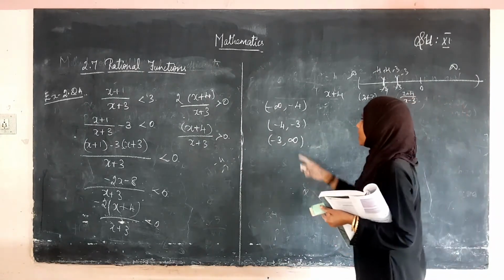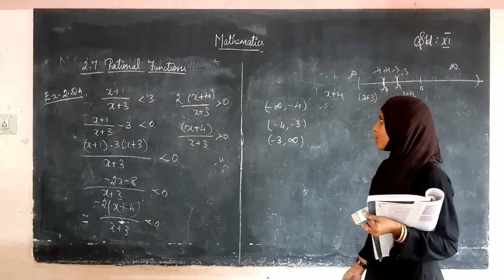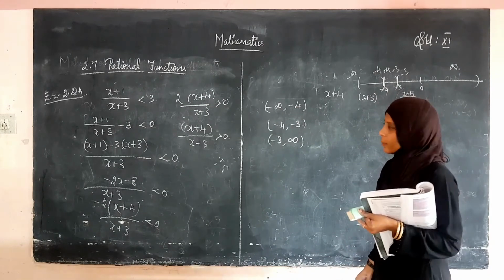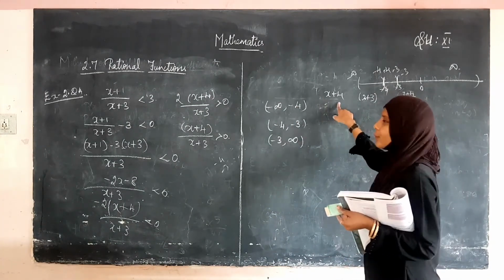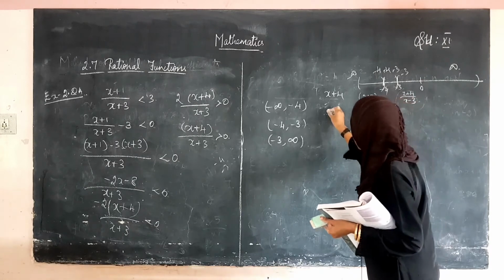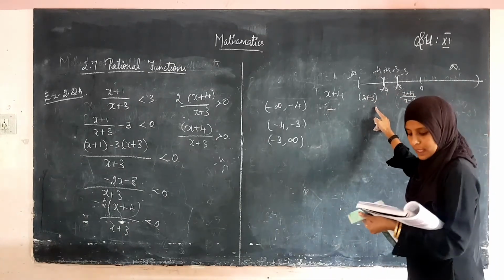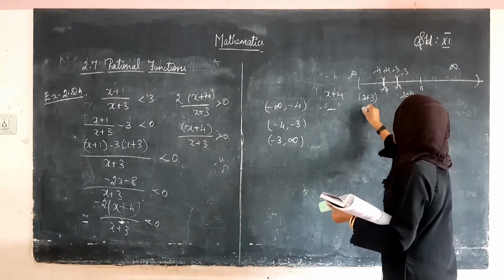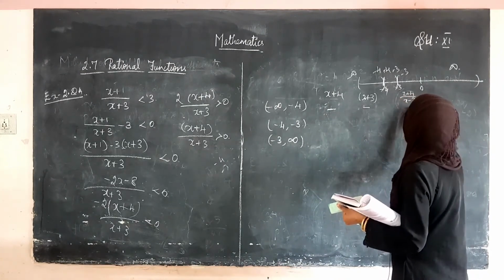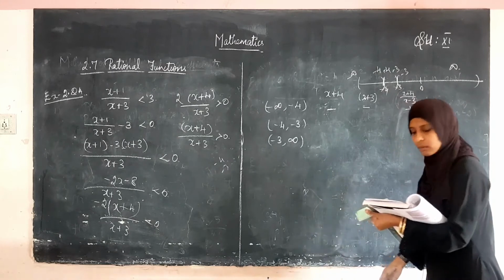Okay, see here, this is from minus infinity to minus 4. Shall we take minus 5? Okay, so minus 5 plus 4, what happens? It is minus, so this is negative, and here minus 5 plus 3 is negative, so negative divided by negative gets positive, right?